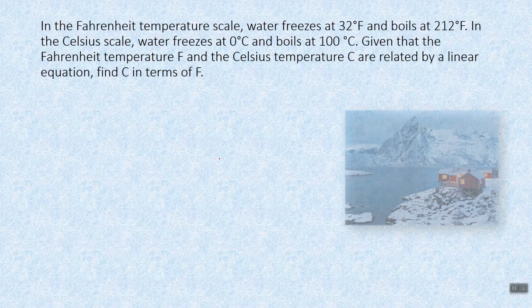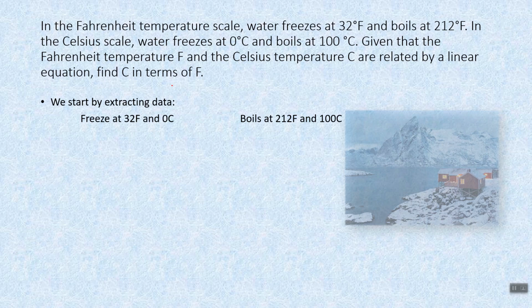So let's do it again. In Fahrenheit, water freezes at 32 and boils at 212. In Celsius, water freezes at 0 and boils at 100. They're related by a linear equation. This time we want to find C in terms of F. So we start by extracting the data, and it looks very similar to what we had on the last one, right? The freezing temperatures, the boiling temperatures. I kept the F and the C with them, so I knew my units as I go into organizing appropriately for X and Y.